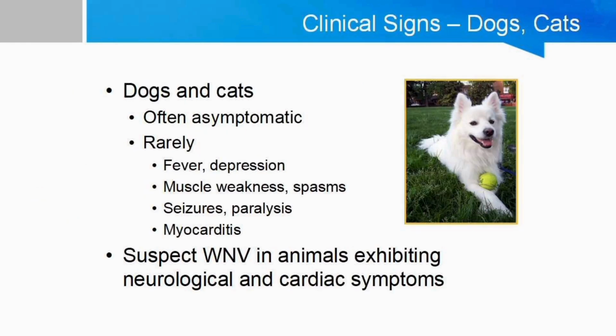Small animals rarely exhibit clinical illness. Case reports of dogs and cats positive for West Nile virus report fever, depression, muscle weakness, spasms, seizures, and paralysis. Myocarditis can also be found. A serologic survey conducted in the initial epidemic area of New York showed a low infection rate of dogs and cats. West Nile virus should be suspected in animals that exhibit neurological and cardiac symptoms.